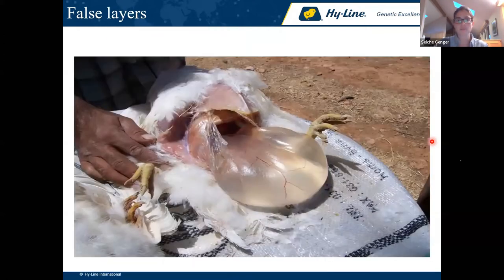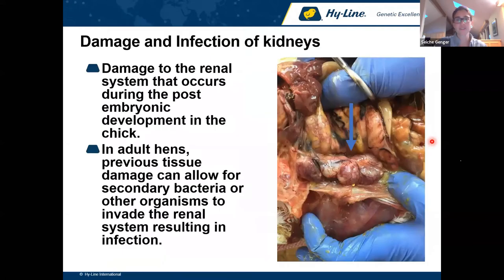So here's another photo of what those look like. They're pretty obvious when you cut into them. So damage and infection to the kidneys. Again, because that oviduct and kidney potentially are infected very early in life, during the post-embryonic development phase, you're going to have kidney problems and renal problems essentially for the rest of the bird's life.